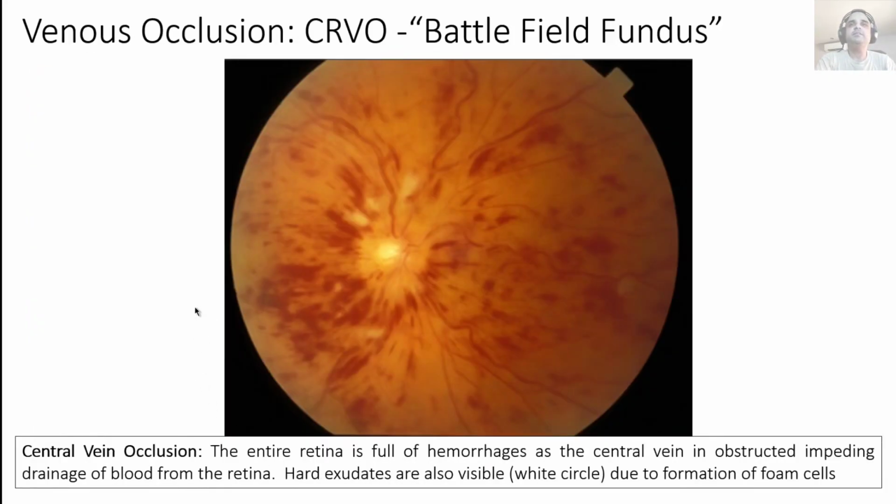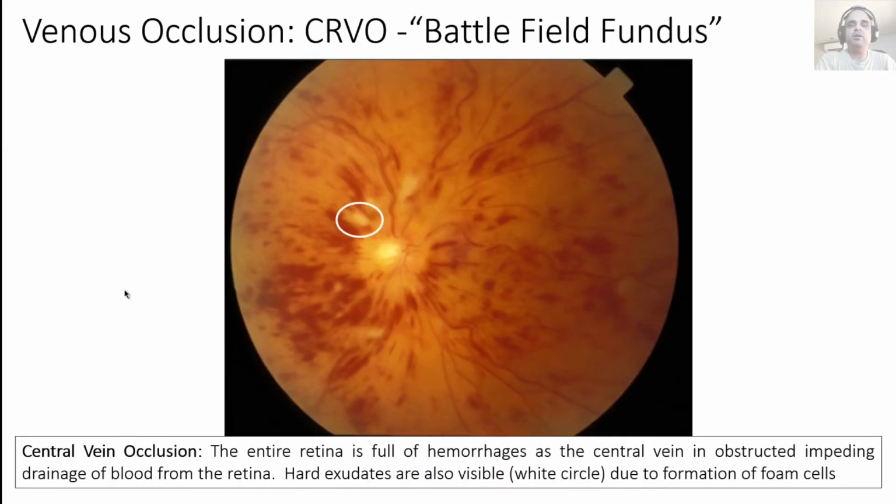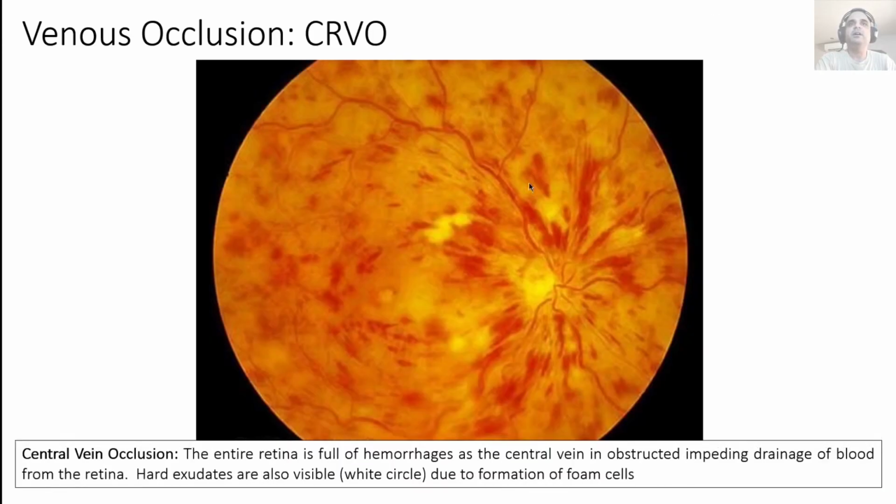So this is a fundus appearance of a person who has suffered a venous occlusion. You can see hemorrhages in all retinal quadrants together with hard exudate formation. And this hard exudate formation is just again because of the macrophages that are here to clear things up, and they just eat up all the fat from the plasma, lipoproteins and other forms of fat and become foam cells. Another picture again, foam cells.